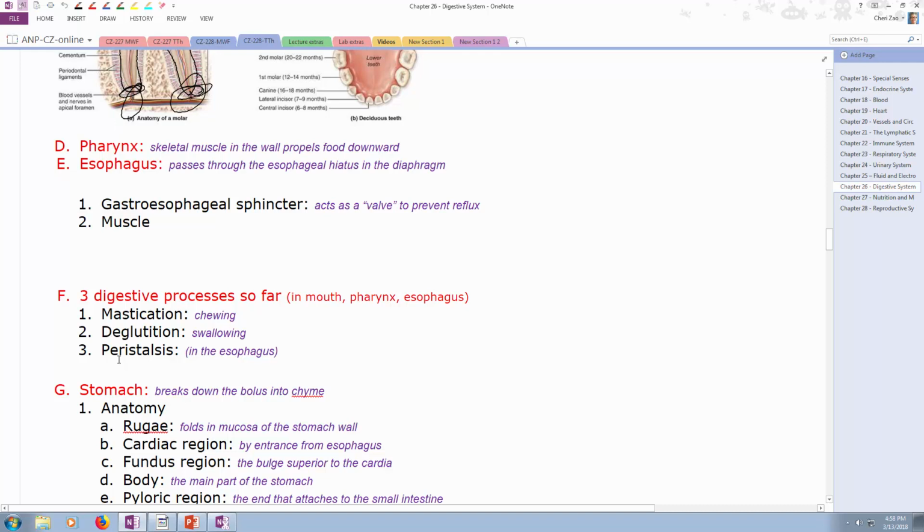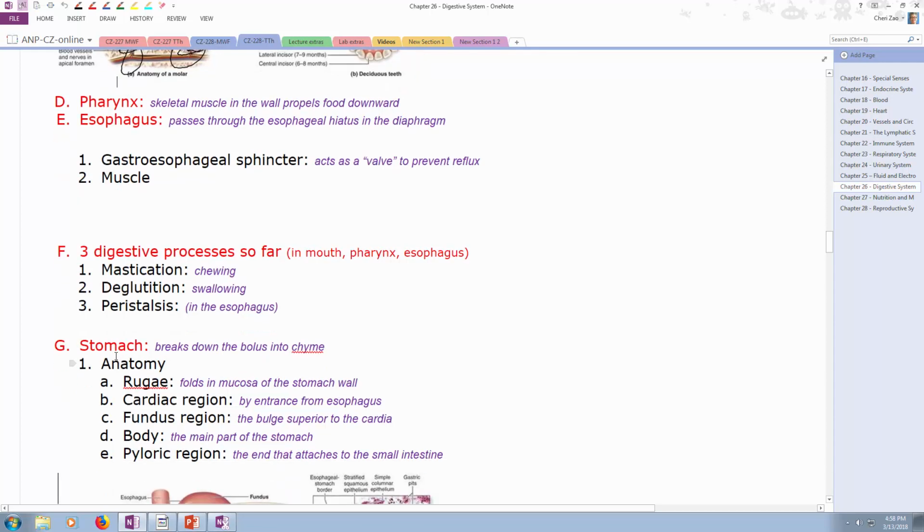Pharynx, we're moving on back. Skeletal muscle in its wall helps to propel food downward because our soft palate is blocking it from going upwards. Esophagus, known as the food tube. It's going to pass through a hole in the diaphragm called the esophageal hiatus. It is going to connect to the stomach on the other side of the diaphragm.